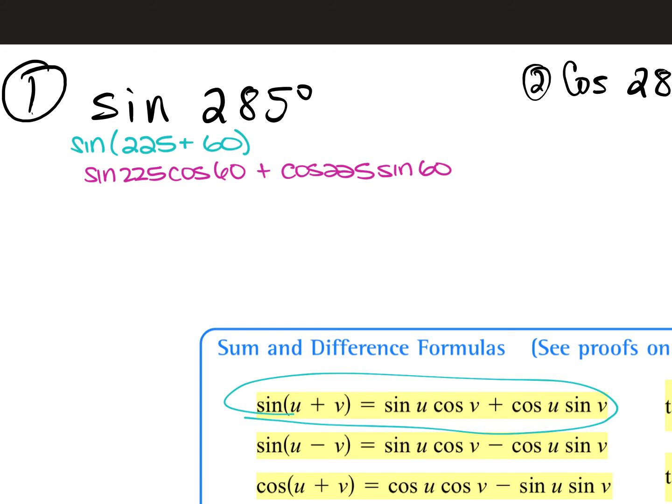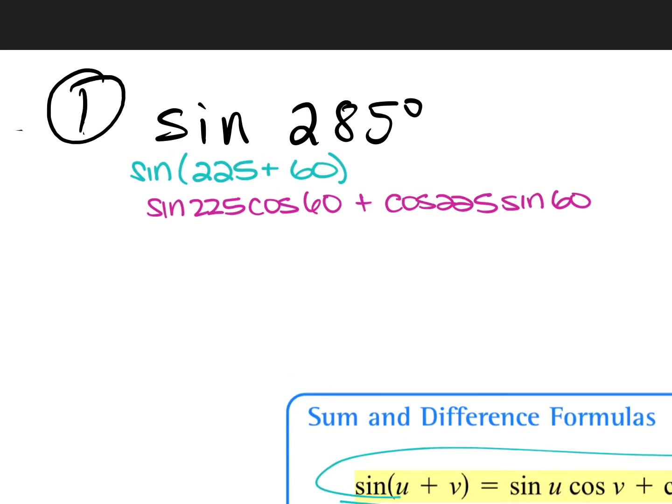The negative square root of 2 over 2. Okay. What is your x value of 60 degrees? 1/2. What is the x value from 225 degrees? And what is the y value from 60 degrees?